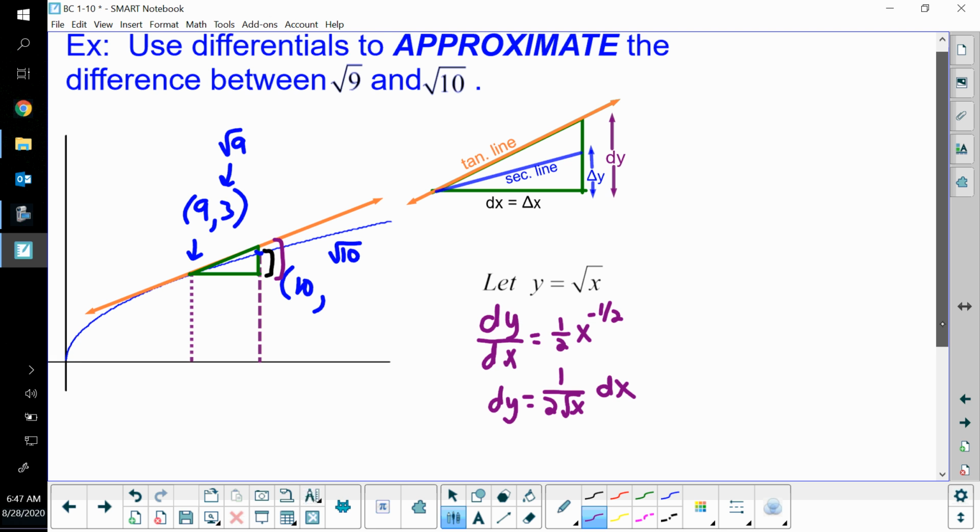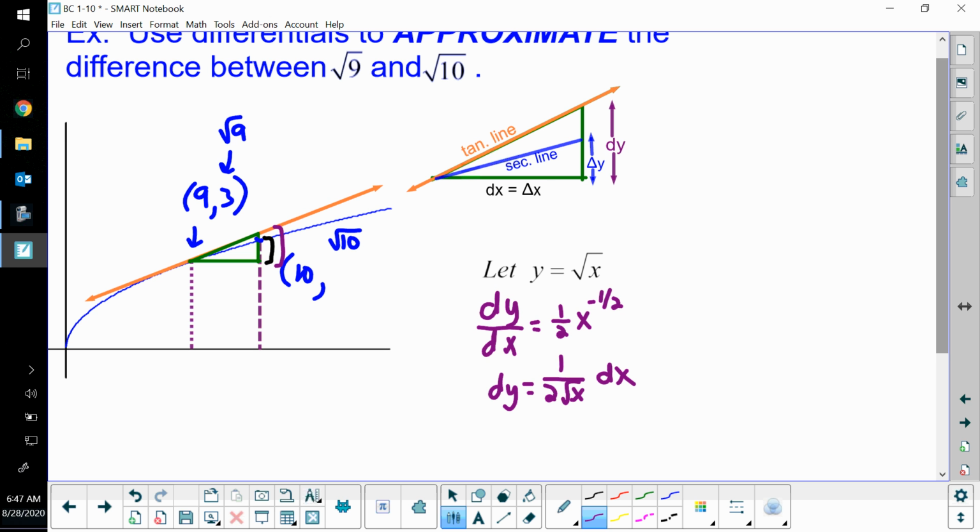So dy is the approximate change in the y value. We need to find a numerical value of dy now. To do that, in for x, you put whatever the x value was at the point of tangency, in other words, the nice x value. For us, that was the 9. The reason we want to do that is the x value determines the slope of the tangent line, because the slope of the tangent line and the slope of the curve will be identical there.